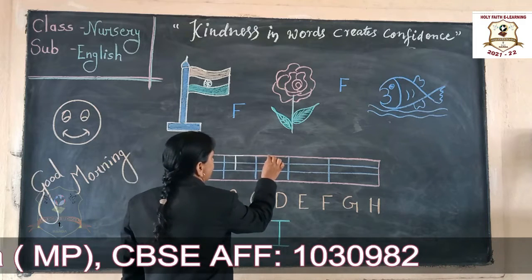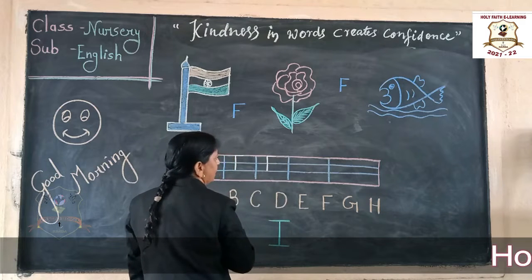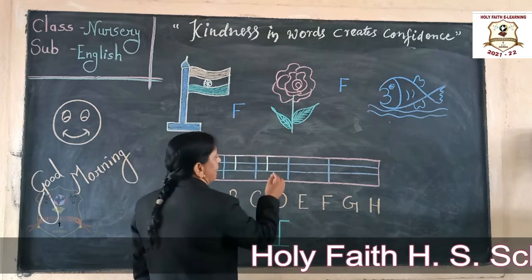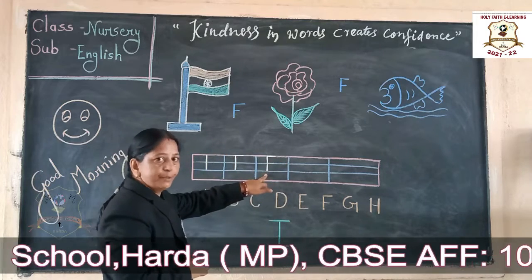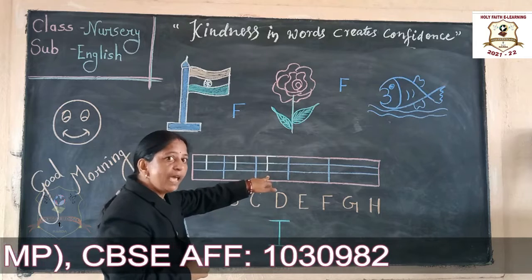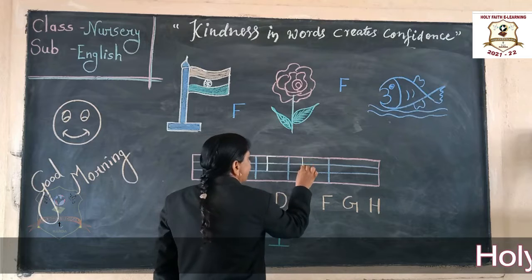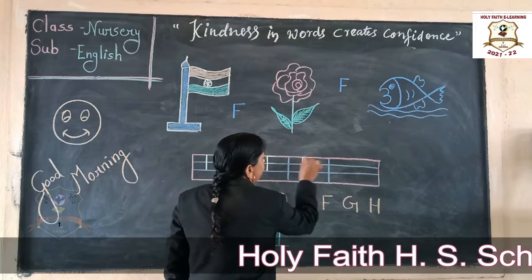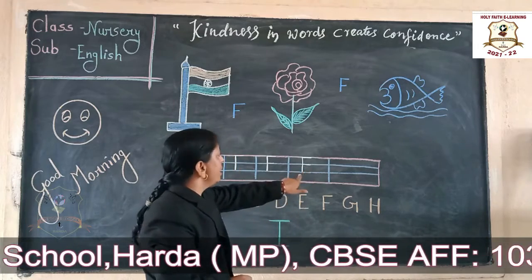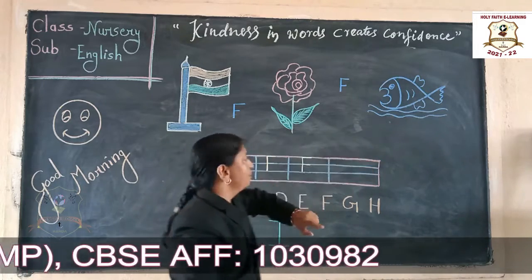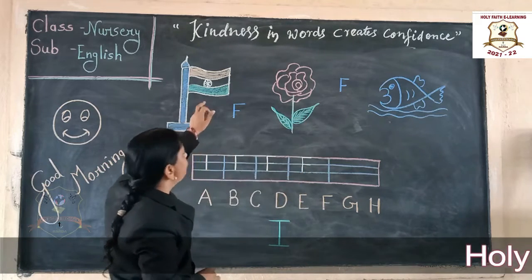Yes. Now our third step, standing line, one sleeping line on pink line, one more sleeping line on first blue line. This is letter F. Which letter is this? F. See once again. Standing line, one sleeping line, one more sleeping line. F. Okay. F for fish. F for flower. F for flag.